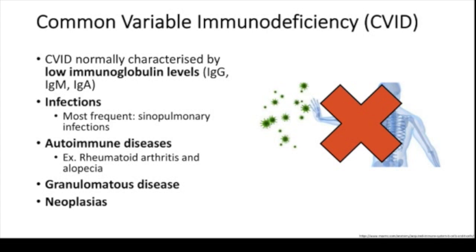Patients with CVID also tend to have high susceptibility to infections due to that weakened immune system. These are mainly identified in your lungs, sinuses, and your ears.